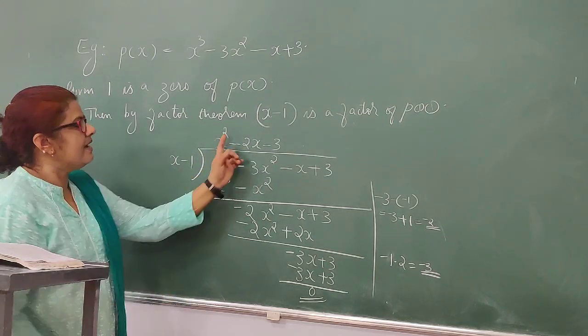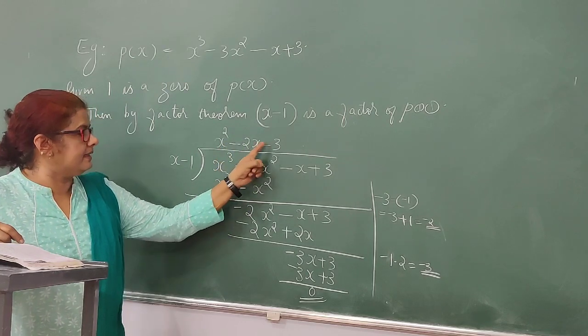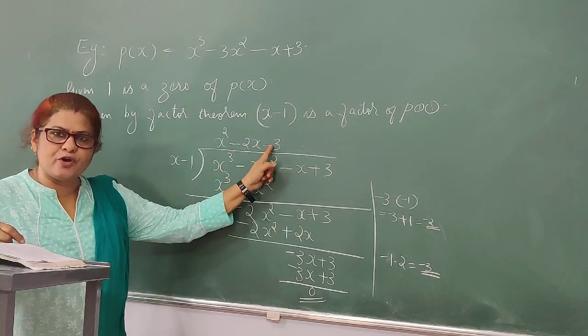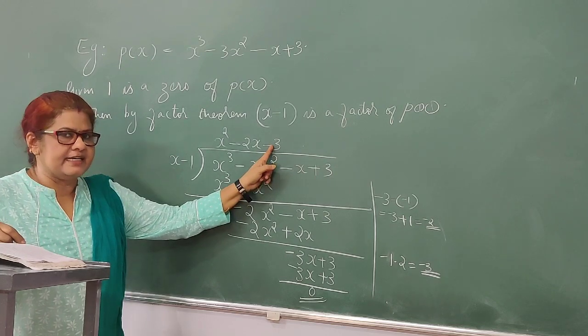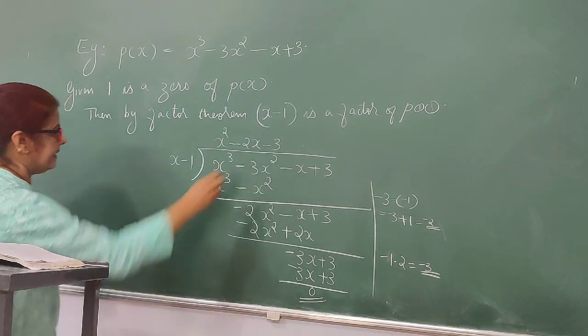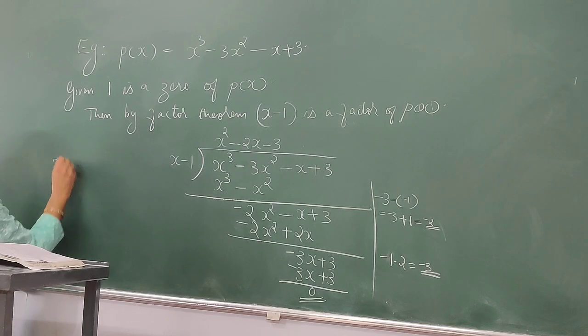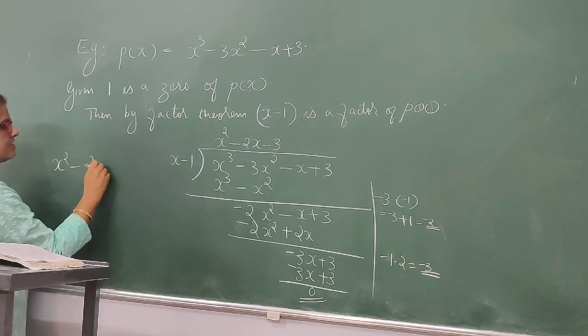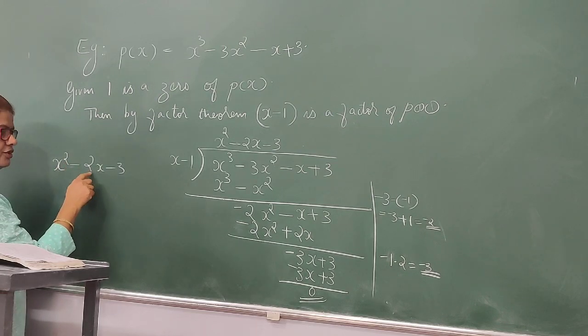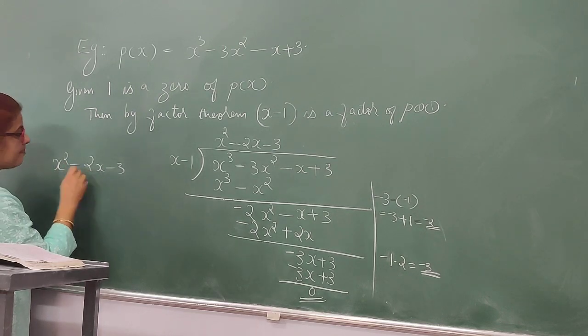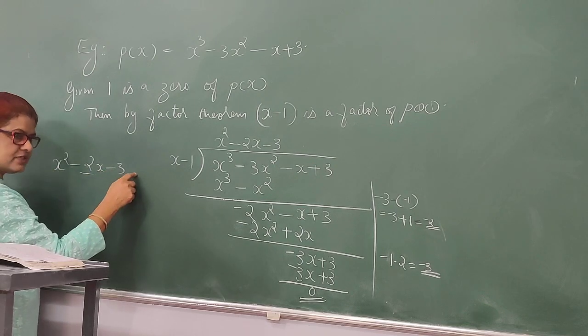Then what to do is, we know how to find the zeros of a quadratic polynomial. Already you have studied that by factorization or splitting the middle term method. Then we have to factorize this, x square minus 2x minus 3. Here we should get two integers such that their sum is minus 2 and the product is minus 3.